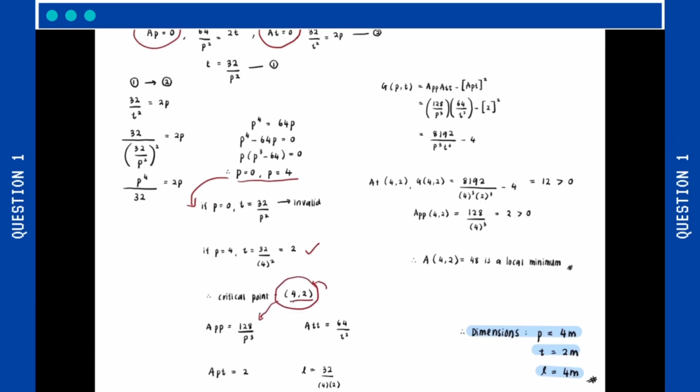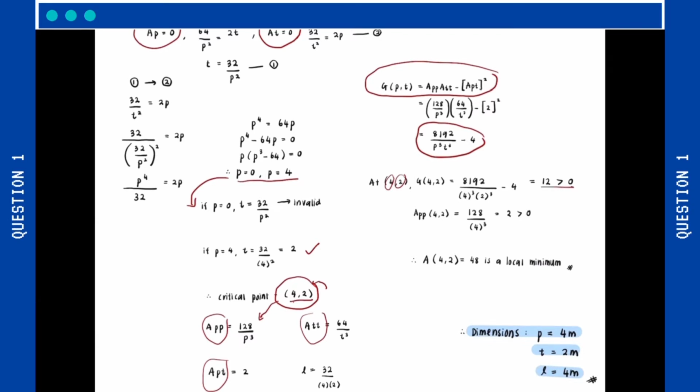Then we know that the formula to find local maximum, local minimum or saddle point is G in terms of P, T equals A_PP times A_TT minus A_PT squared. We already obtained A_PP, A_TT, and A_PT. We just plug into the equation and we get this for the function G. Then we find the value of G when P and T are 4 and 2. So we get G equals 12, which is more than 0.